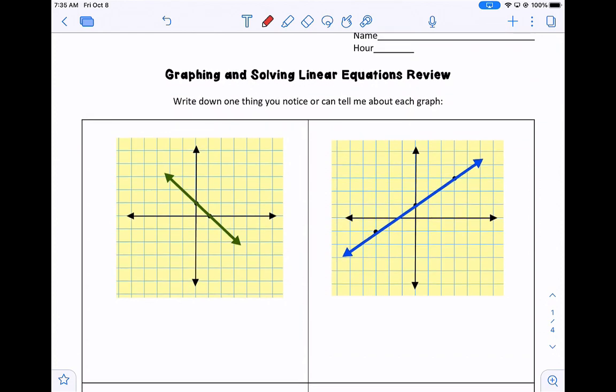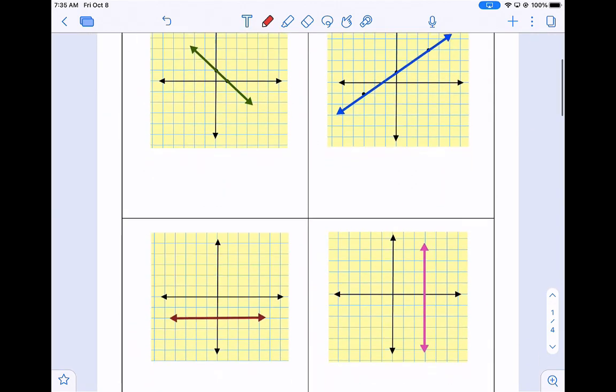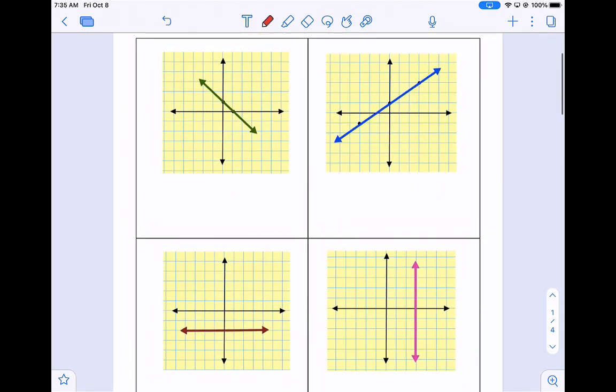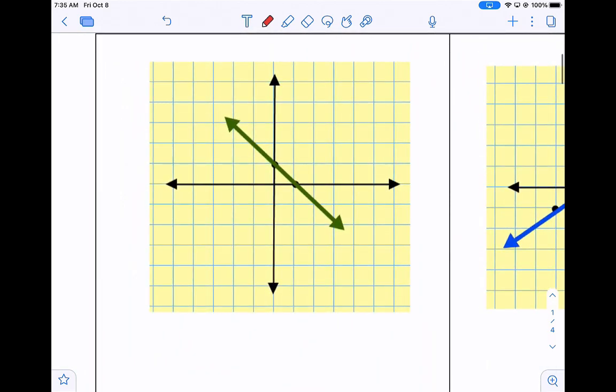We are going to review graphing and solving linear equations. In class, we look at 4 different graphs, and I just ask students, what do you notice, what do you wonder about these graphs? We do discuss how the first graph right here, if it's going down from left to right, this has a negative slope.